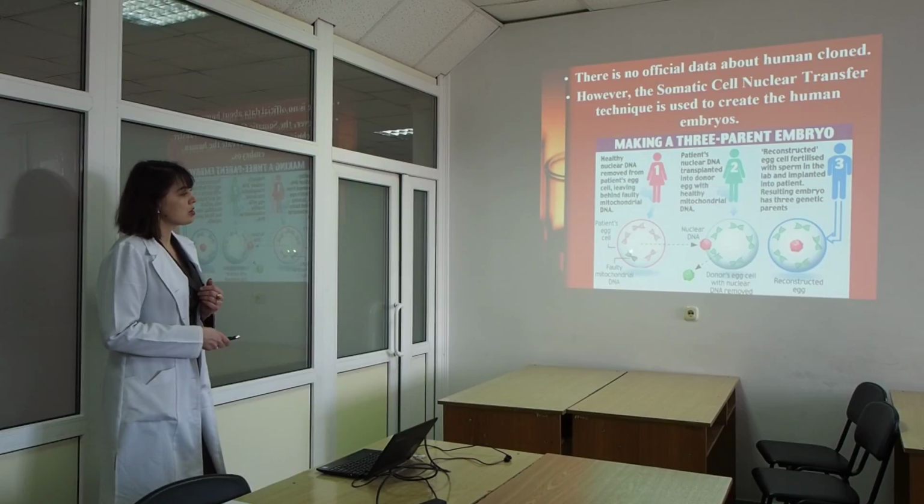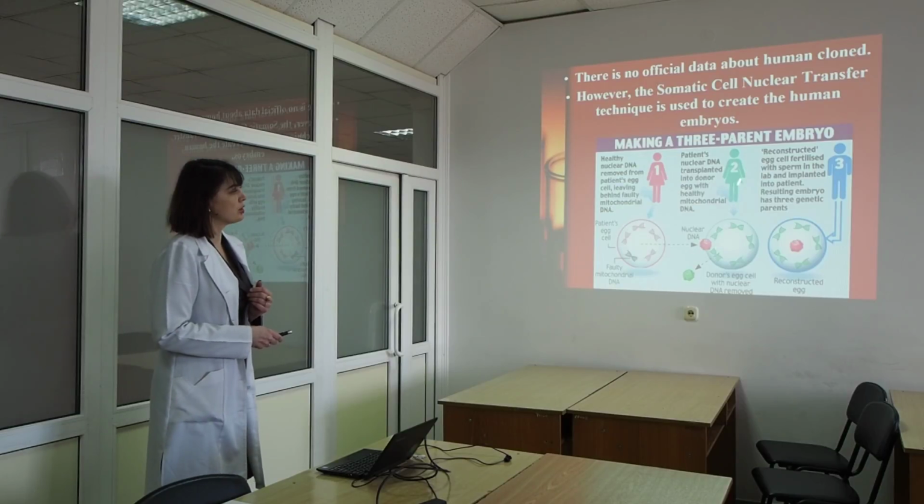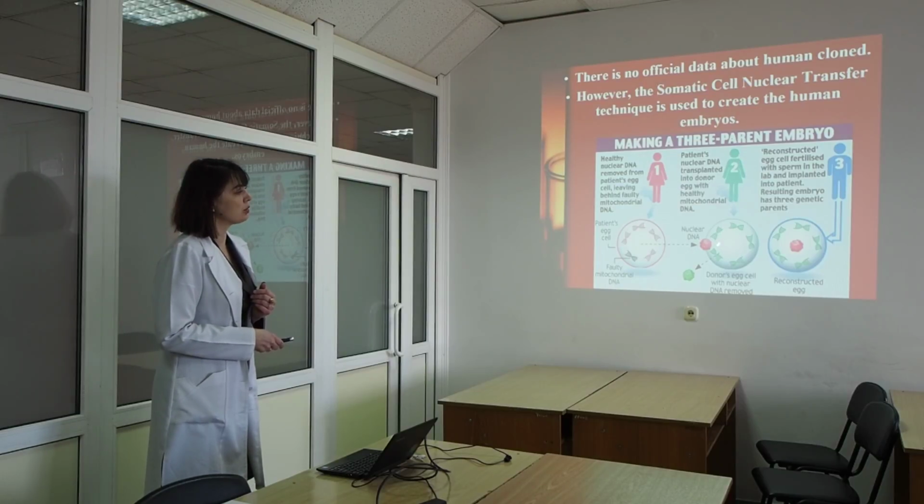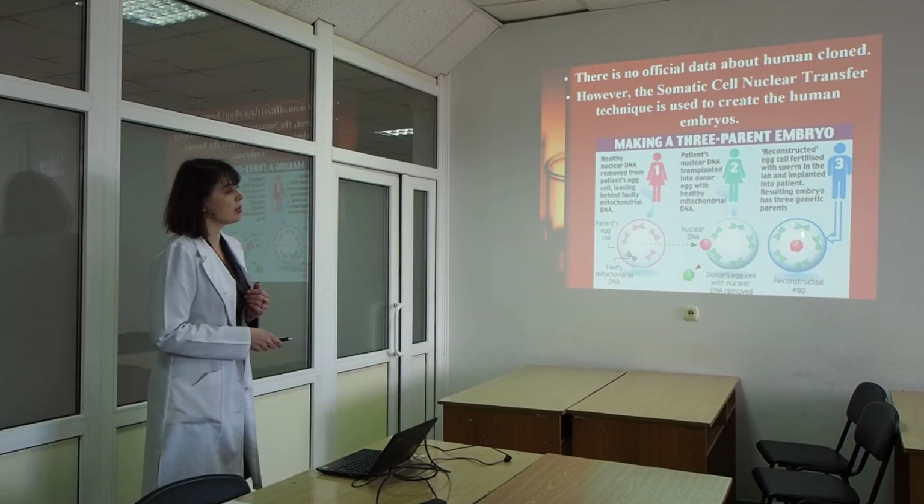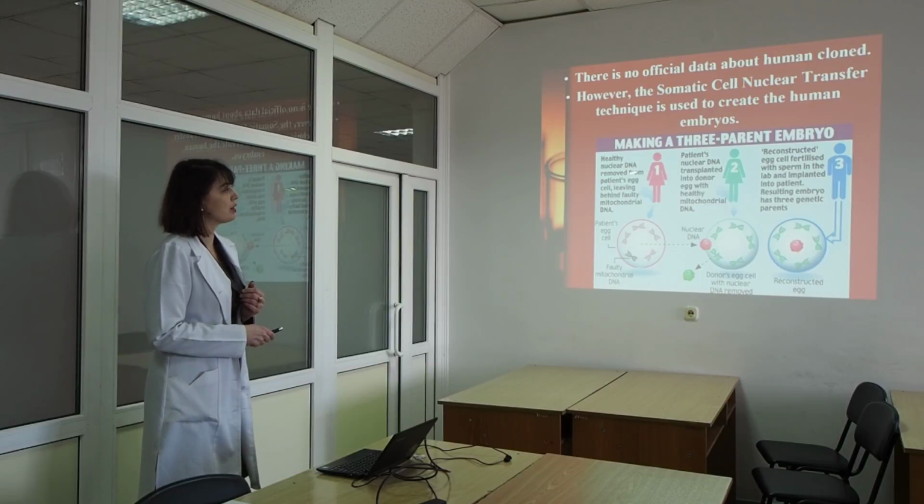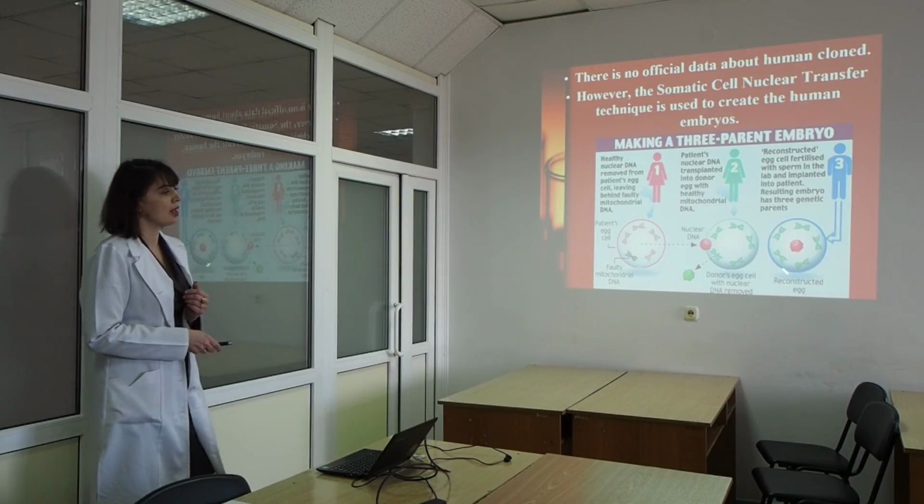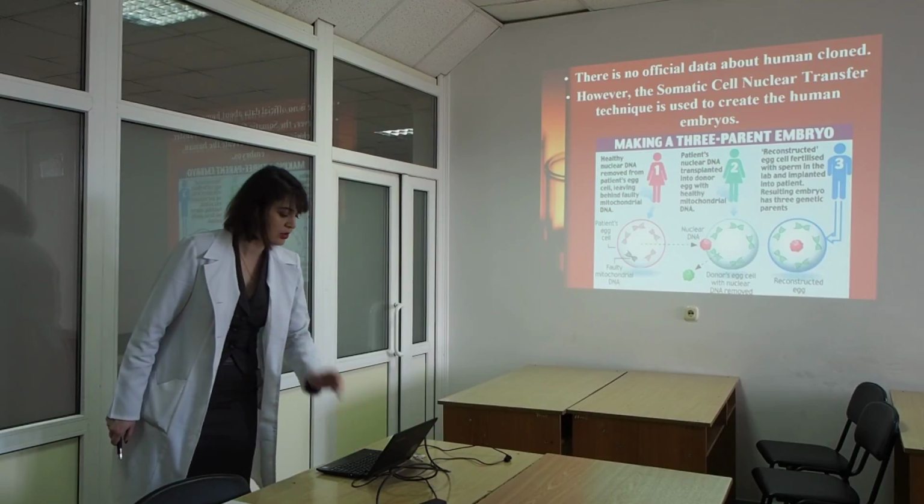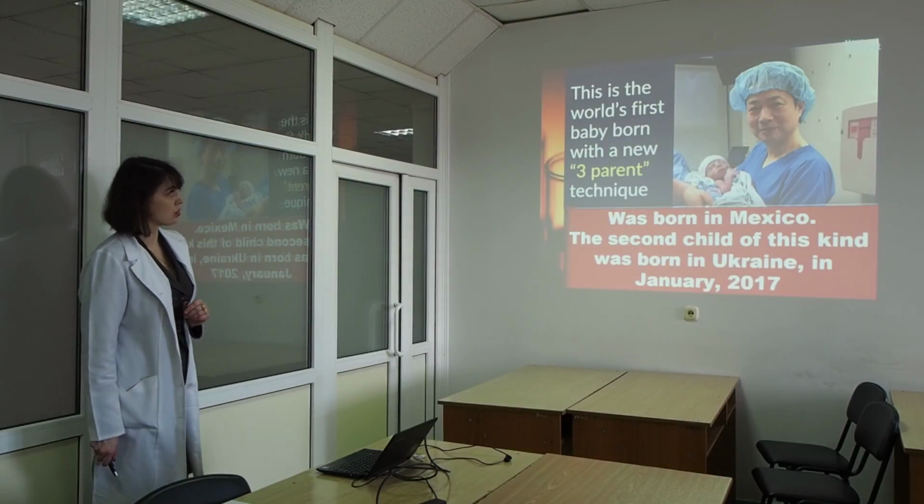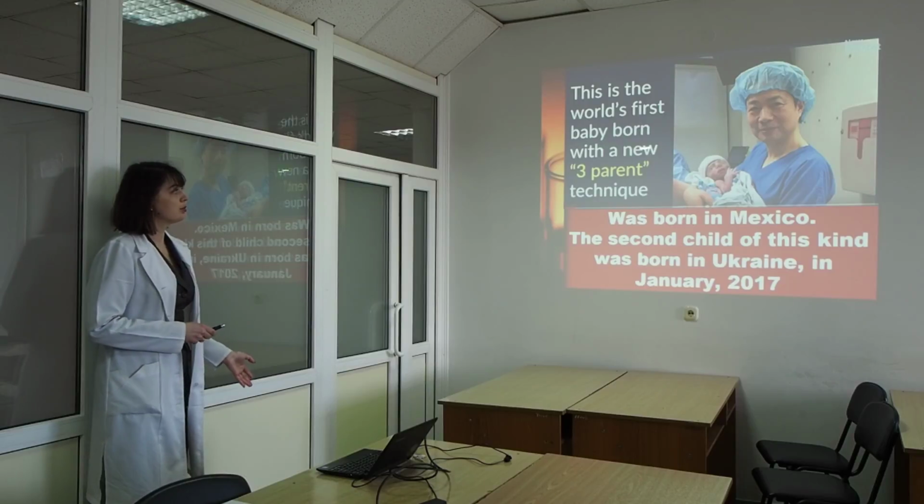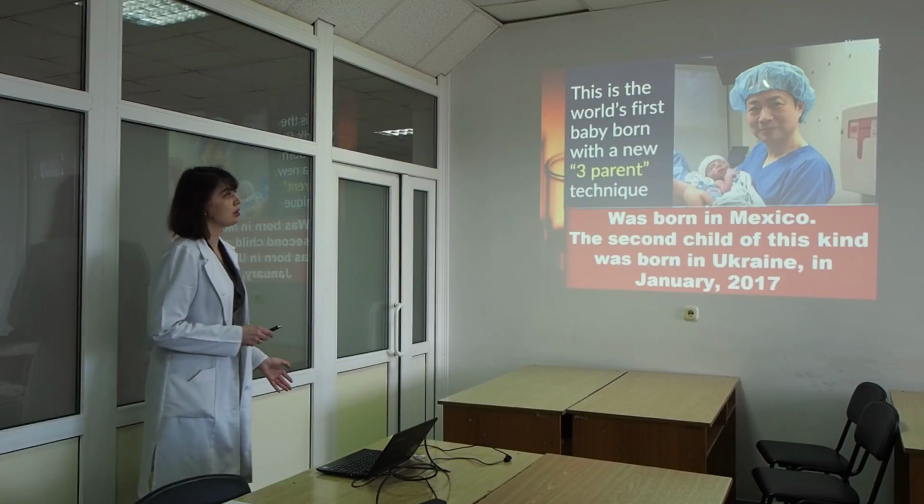And in this case, we take the nucleus from this woman, replace it into the cell of a donor, of a healthy woman, and then fertilize it with the sperm of the father, the husband of the first woman, and the child has 3 parents, like this. This is the world's first baby born with the new 3-parent technique.